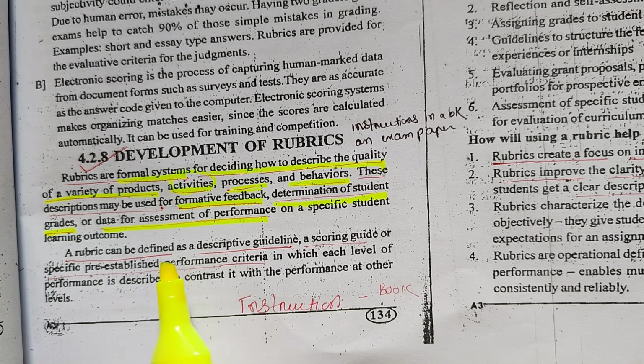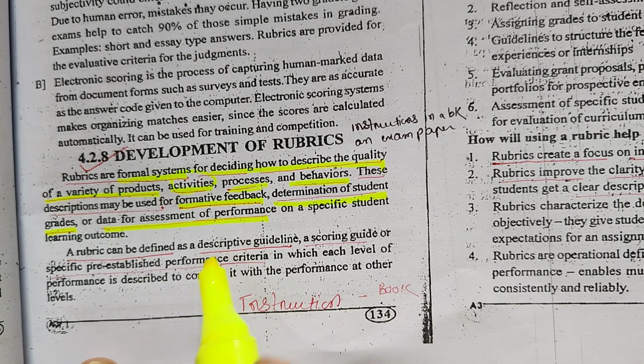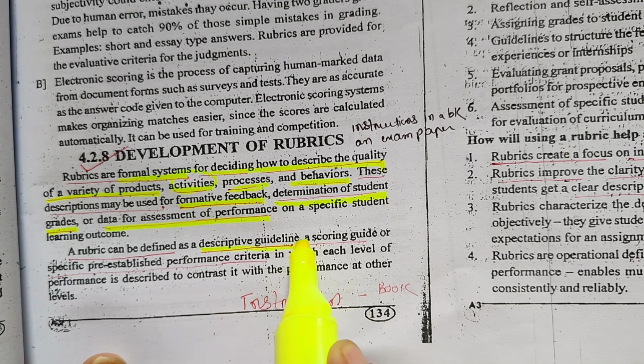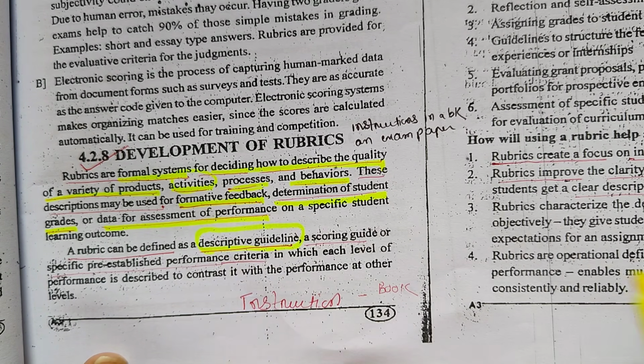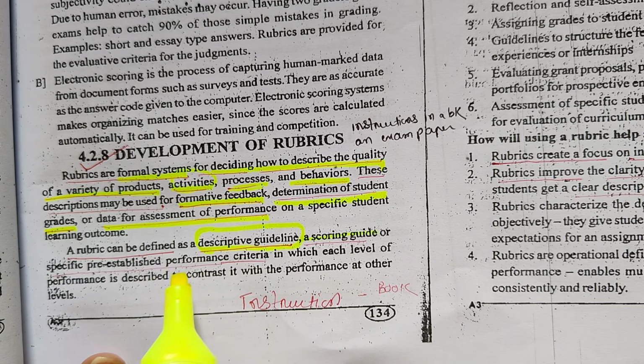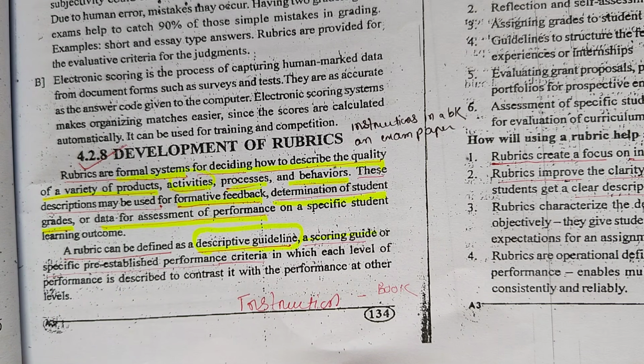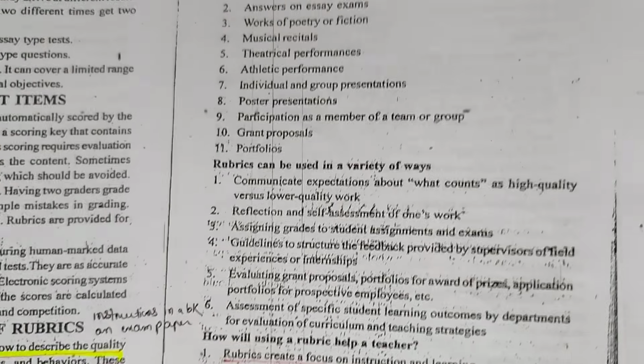So a rubric can be defined as a descriptive guideline. Please remember, rubric is what? A descriptive guideline, a scoring guide, specific pre-established performance criteria by which a performance is described. See, a rubric can be defined as a descriptive guideline. It is giving guidelines, describes, or a scoring guide, or pre-established performance criteria. Please remember that much only.